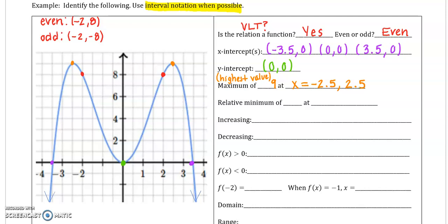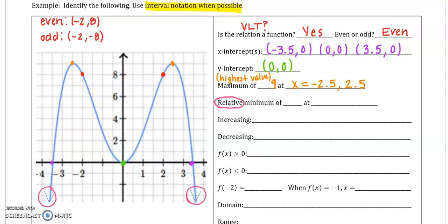Okay, so now they're asking us for the exact opposite. So now instead of the highest value, we're looking for the minimum. So we're looking for the lowest value. And notice that this is a little different because it gives us this keyword here that says relative. So when you see the word relative, that means that if we're looking at this graph, notice that it keeps extending downwards. So technically, we don't know what the minimum is.